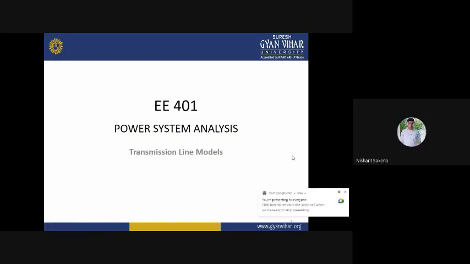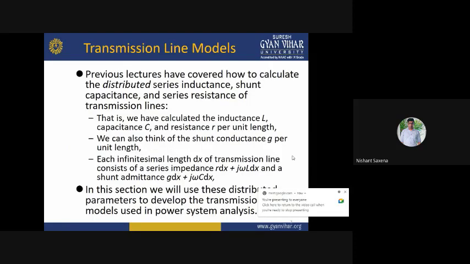So, in today's class, we are again going to discuss the next part of the transmission line modeling. In the previous lectures, we have covered how to calculate the distributed series inductance, shunt capacitance, and series resistance of transmission lines. We have calculated the inductance, the capacitance, and the resistance per unit length.